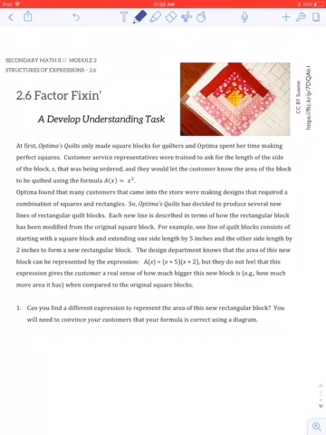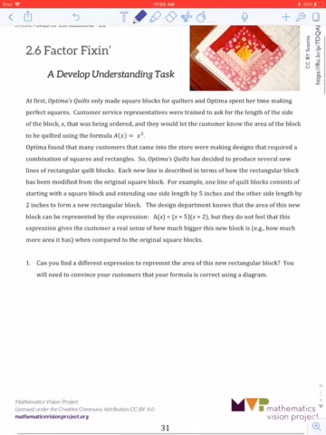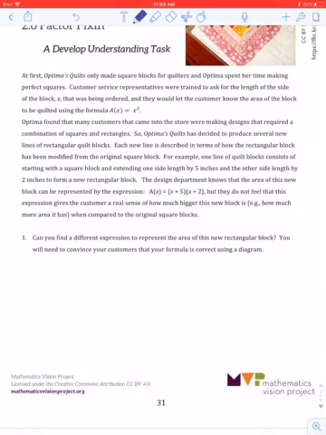At first, Optimus Quilts only made square blocks for quilters, and Optimus spent her time making perfect squares. Customer service representatives were trained to ask for the length of the side of the block, X, that was to be ordered, and they would let the customer know the area of the block to be quilted using the formula A(X) equals X squared. Optima found that many customers that came into the store were making designs that required a combination of squares and rectangles. Optimus Quilts has decided to produce several new lines of rectangular block quilts.